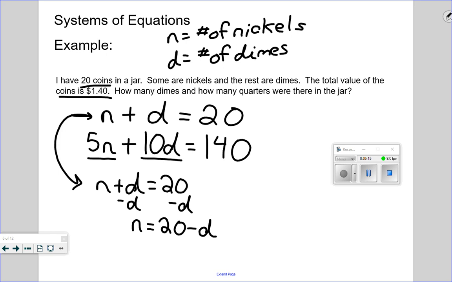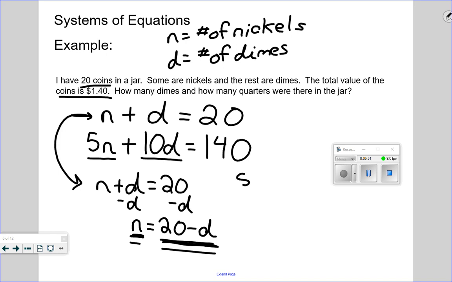Now, this is where we do the substitute part. Now that I know that whatever n is, that's equal to 20 minus d, that means the letter n and 20 minus d are interchangeable. They mean the same thing. They are the same exact value. Wherever I see an n, I'm allowed to replace it with 20 minus d because it equals n. It means the same thing. So it doesn't matter if I write an n or if I write a 20 minus d.